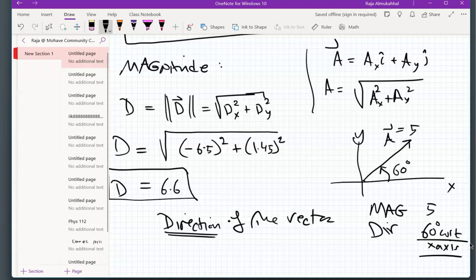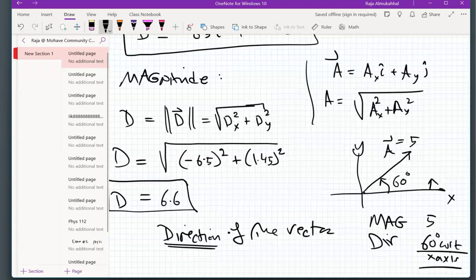All you need to do is find the angle with respect to the x-axis, usually starting from the positive x-axis, not from the negative, okay? You start from the positive x-axis and you start measuring the angle. So let's apply this idea to our vector.